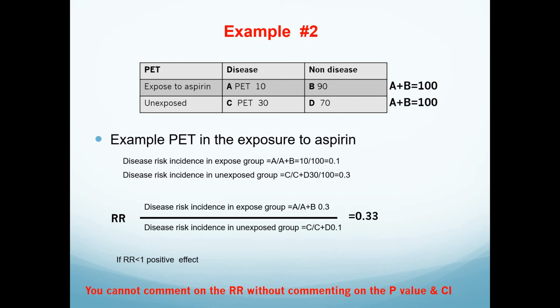By dividing 0.1 over 0.3, it is equal to 0.33. What does that mean? Relative risk is less than 1. Relative risk less than 1 means that we have a positive effect. By explaining that, relative risk less than 1 is not always negative. Relative risk less than 1 is sometimes negative and sometimes positive. In this example, the risk of development of BET in the exposed group is less than the risk of development of BET in the non-exposed group. And the relative risk of less than 1, in this example, is giving us a positive result.